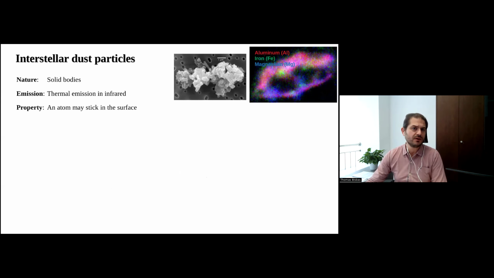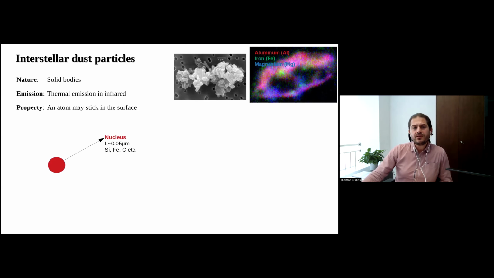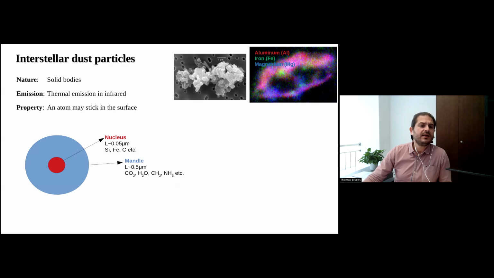particles, which are actually solid bodies. And you see here a real image of a dust particle taken with the Stardust space mission. The characteristic of these dust particles is that they produce thermal emission in the infrared. They consist mainly of a nucleus, which is usually silicon or iron or carbon, etc., and then we have a mantle. One layer above the core, we find more complex molecules like CO2, H2O, CH2. And this is also where the H2 formation occurs.